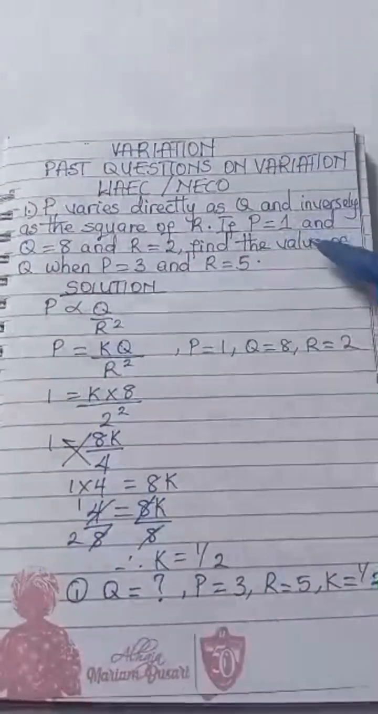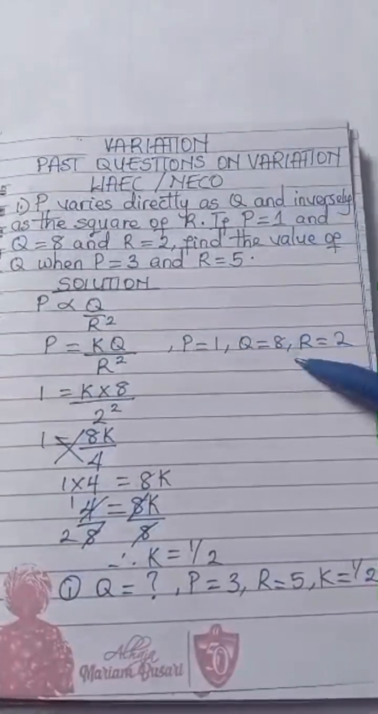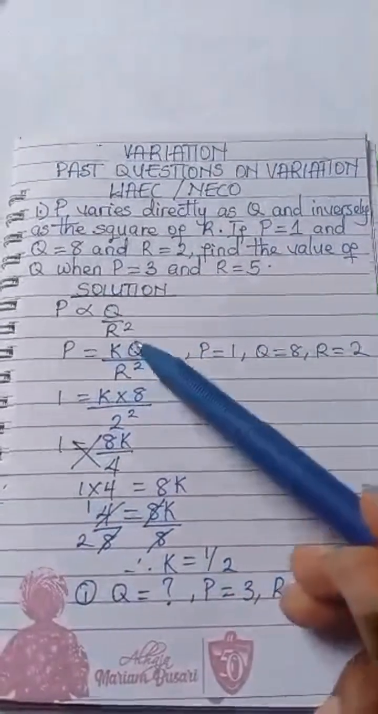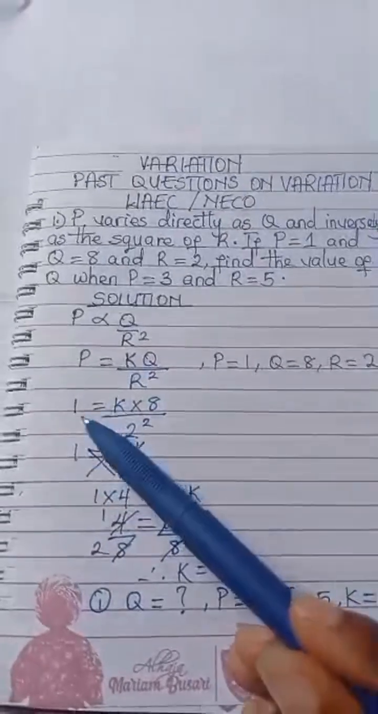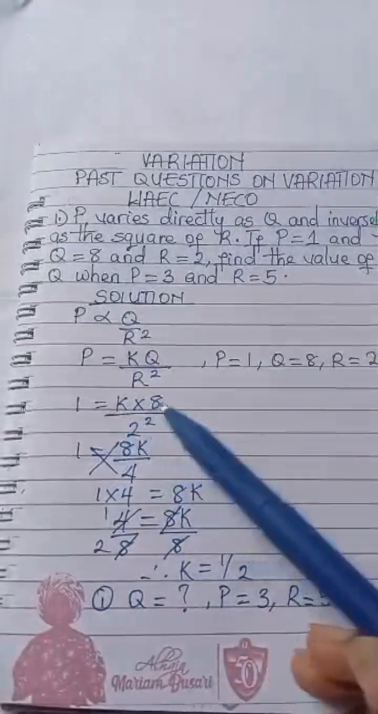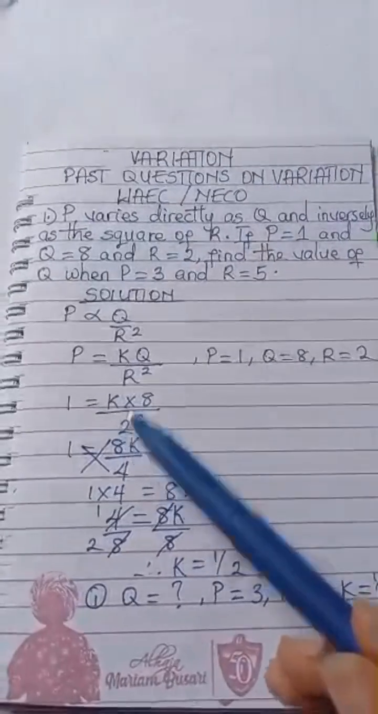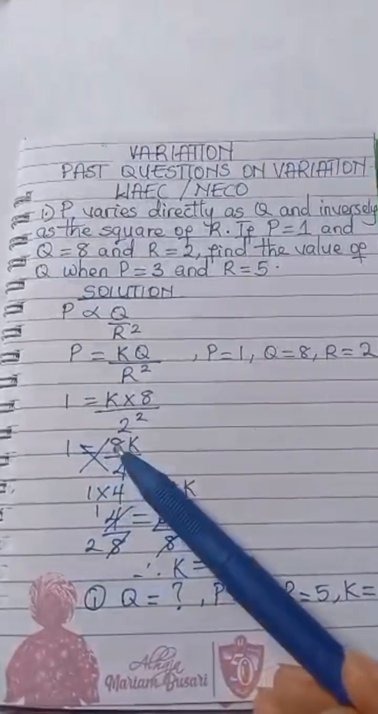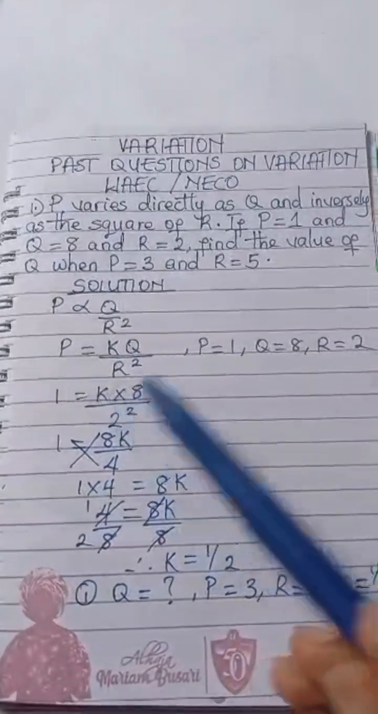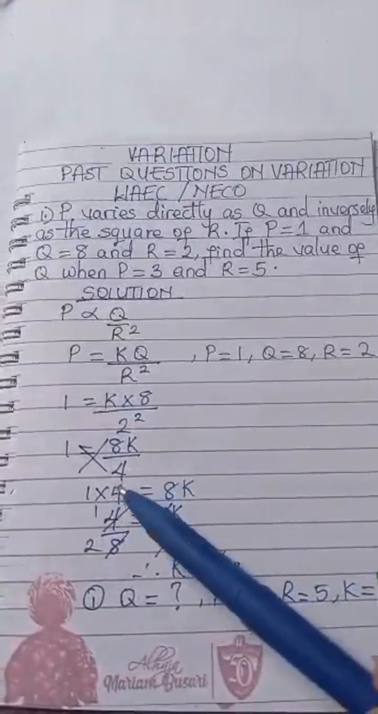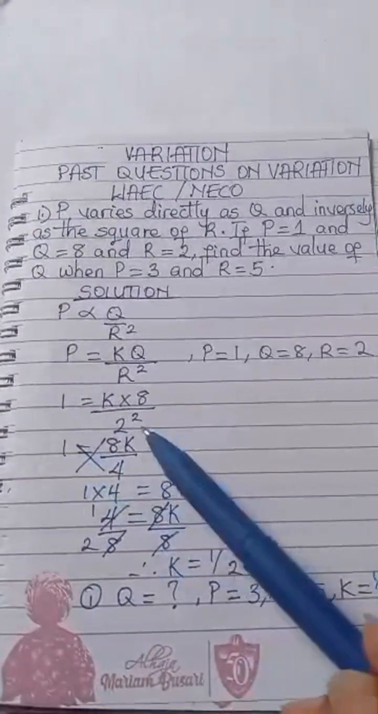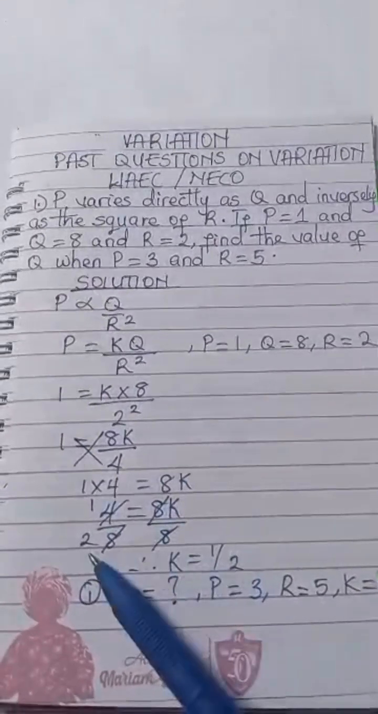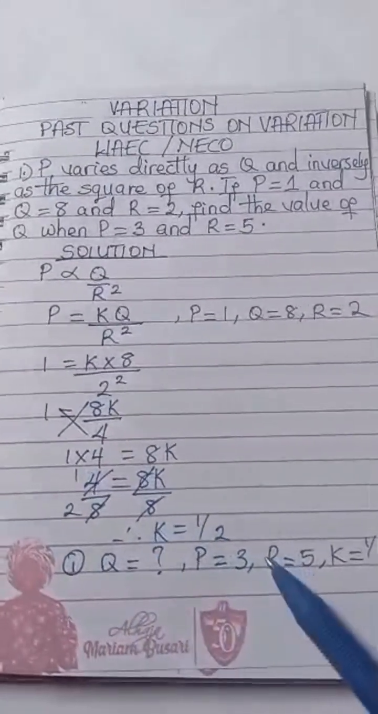They now said if P is equal to 1, Q is 8, and R is 2. So we know the values of these, and we're going to look for what our k is going to be. P is 1. We don't know our k. Q is 8, and our R is 2, like the question said. So 1 will be equal to k times 8, which is 8k, over 2 squared, which is 4. So I cross multiply. 1 times 4 is equal to 8k. Divide both sides by 8. So our k is now 1 over 2.